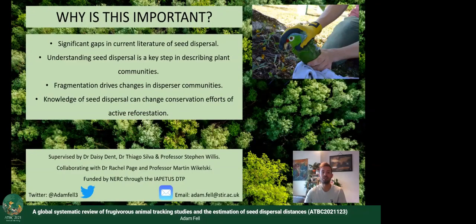Given that habitat fragmentation and disturbance drive changes in dispersal communities with knock-on effects for seed dispersal services, there is an increasing need to understand how effective seed dispersers are affected by local and landscape changes. By understanding the distance local species can transport seeds, corridors can be created to increase the potential of between-patch seed dispersal, which in turn will increase diversity and support different communities.